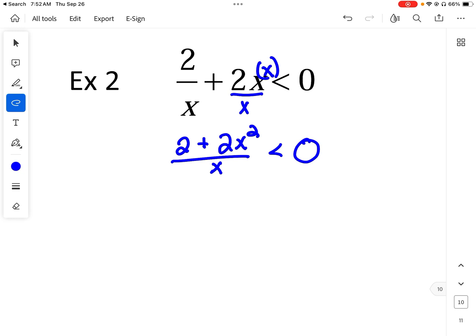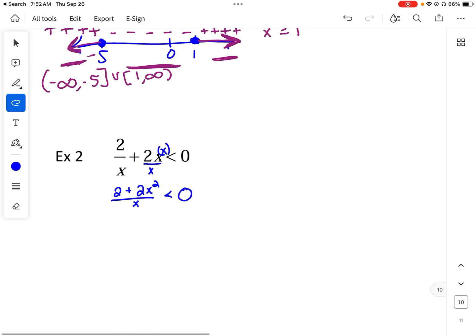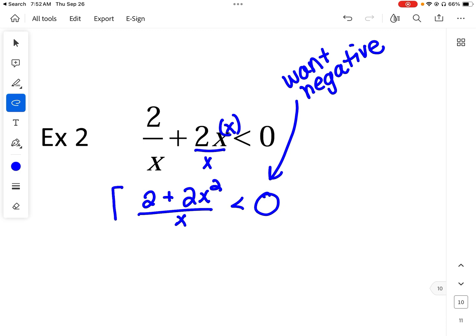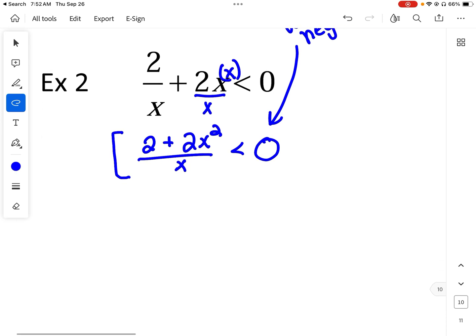All right, so since we have less than or equal to 0, then what we want, like the last one where I put we want positive, if it's less than or equal to 0, we are going to want negative numbers. So that's going to be helpful. And remember, this is going to be our inequality that we are going to use. So let's solve this out now.